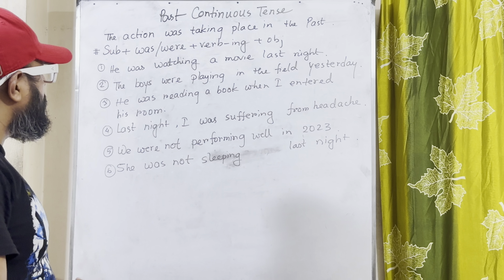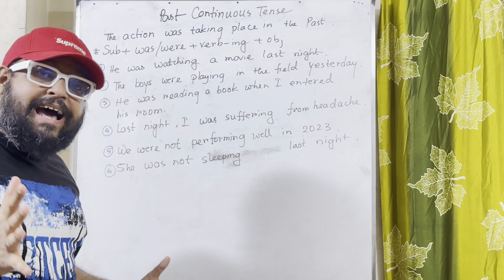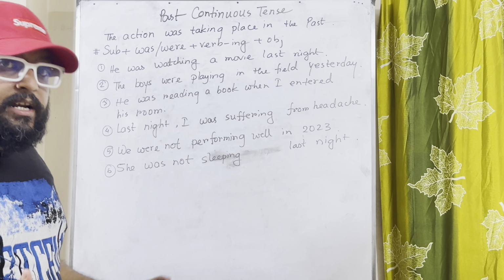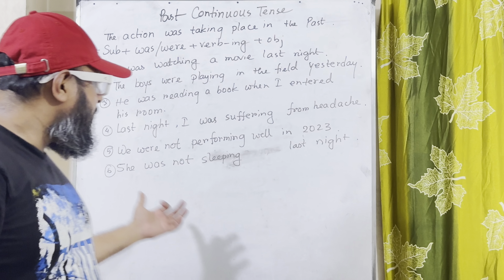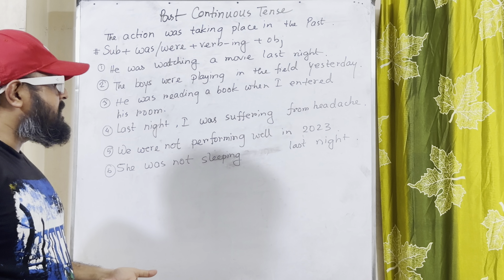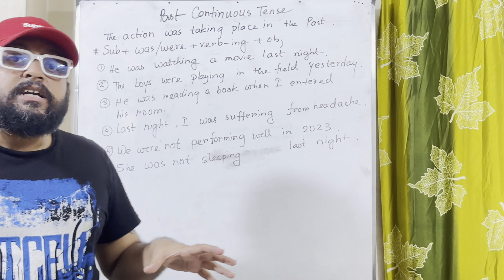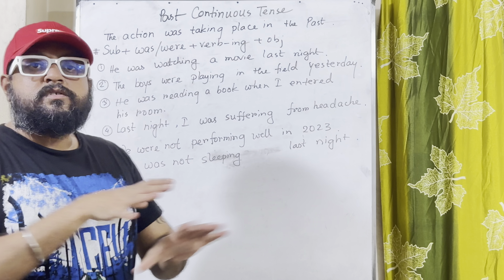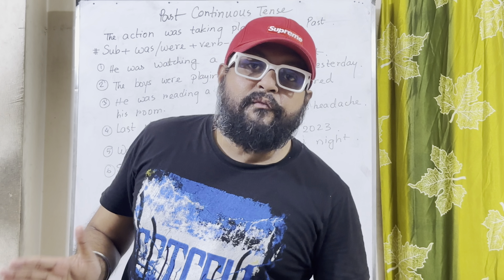Example 4 tells us: Last night I was suffering from a headache, so it's last night. And number 5: We were not performing well in 2023, so the year indicates a past year. And the final example: She was not sleeping last night, so the action is in the negative form, but the action was not happening. So in the past time it was not happening, and that is the reason we are using past continuous tense in negative form.